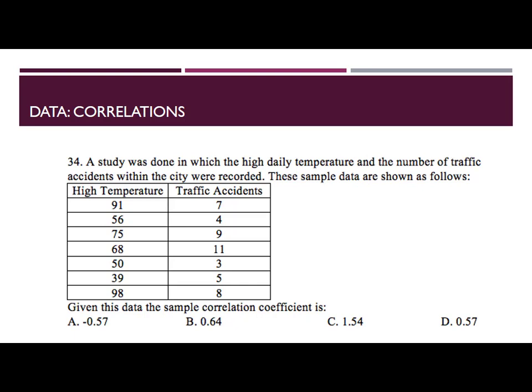Now, take a look. This is the same thing you saw earlier. High temperatures, traffic accidents. Now you know the answer to the question. First of all, when you look at the answer choices, you can right away get rid of C. C is a bogus answer because it's above 1, either negative or positive. When C was 1.54, we know the highest you can go either way, positive or negative, in a correlation analysis is 1.0. So 1.54 makes no sense here.